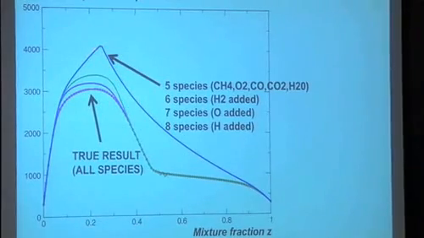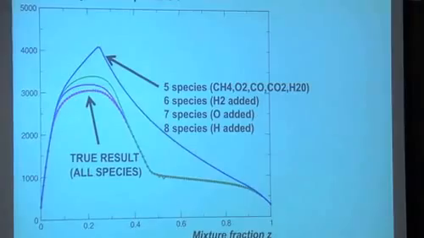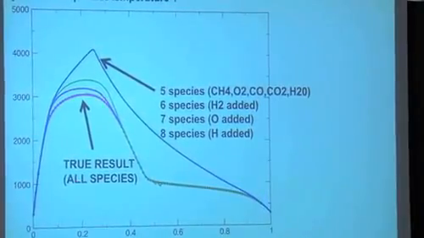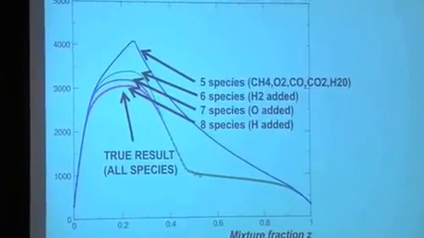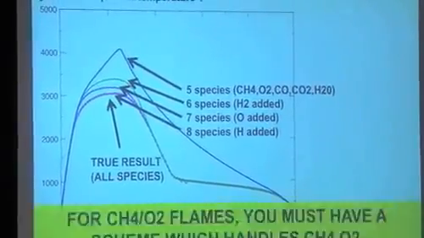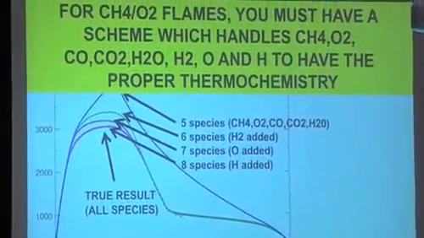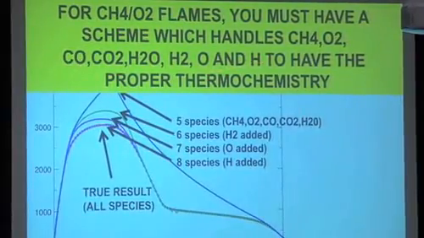Okay? You go to 3600. So here you have an error of 800K. You plug that in your 3D code, the temperature will be wrong by 800K. It will really start looking bad. Okay? So you say, maybe I should use 6 species. You add H2. Well, you go here. And if you add O, you go here. And if you add H, you go here. Which means basically that for this system, you would need at least all these species in your scheme.